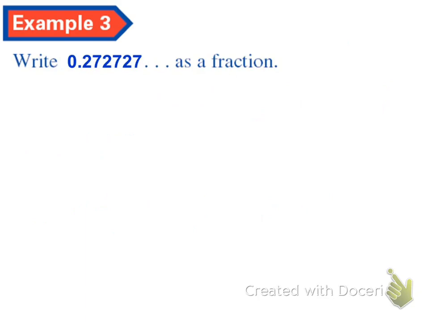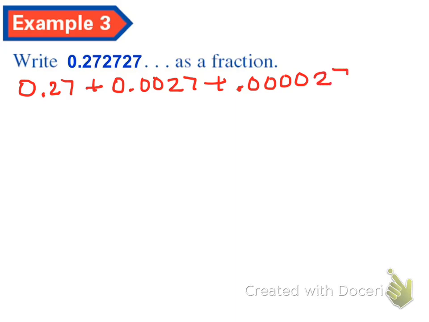Alright, here's another example. This time we have 0.27 repeating. 0.27, 27, 27. So first let's expand it so we can see the pattern. So 0.27 plus 0.0027 plus, this time I would need 4 zeros before the 27, and so on. So we're writing this as a series, the sequence here. Now let's come back and figure out what our rate would be.